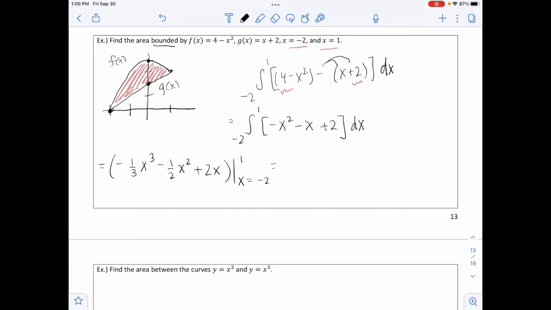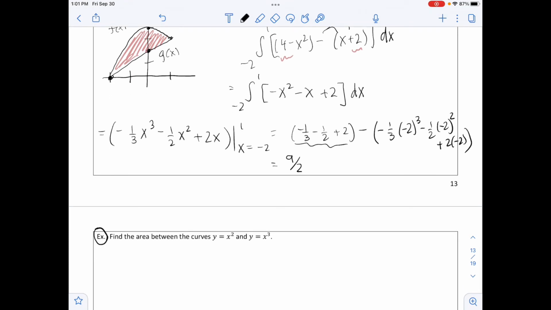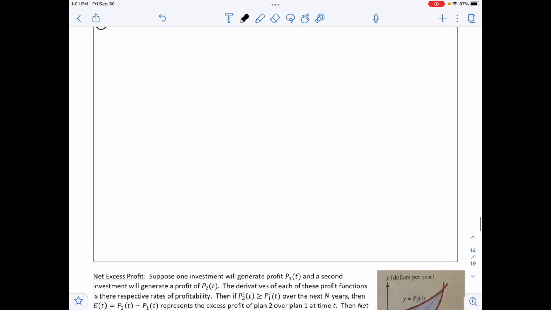First, substituting in 1, we get -1/3 minus 1/2 plus 2, minus, and then substituting -2, a little bit more work here, but -1/3 times -2 to the third minus 1/2 times -2 squared plus 2 times -2. And then substituting this all into our calculator, we get an area of 9/2. The example at the top of the next page, I'm going to go ahead and circle, and we'll look at that one together in class.